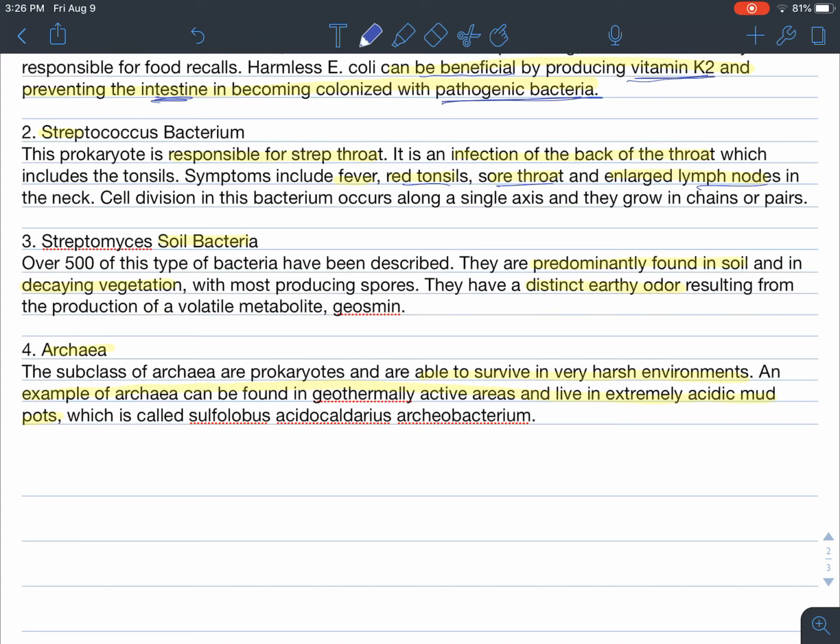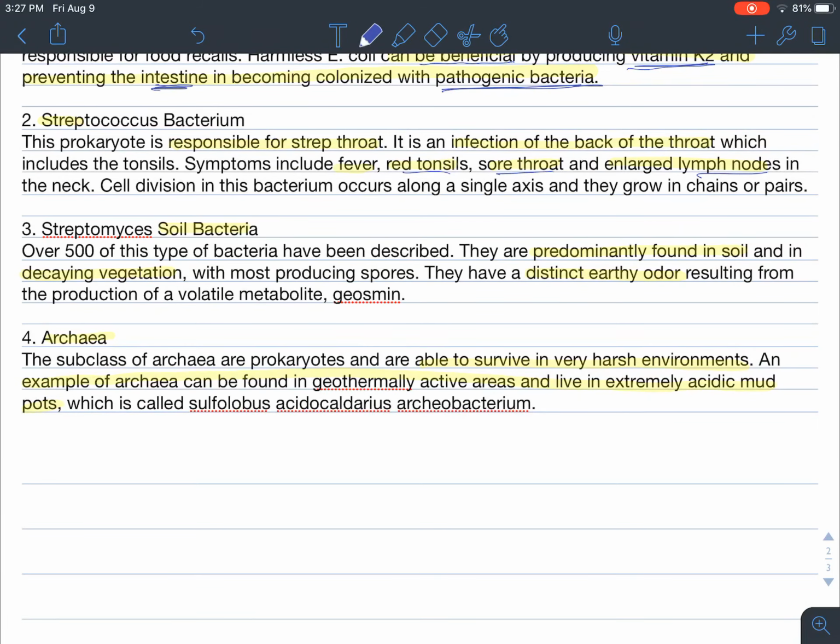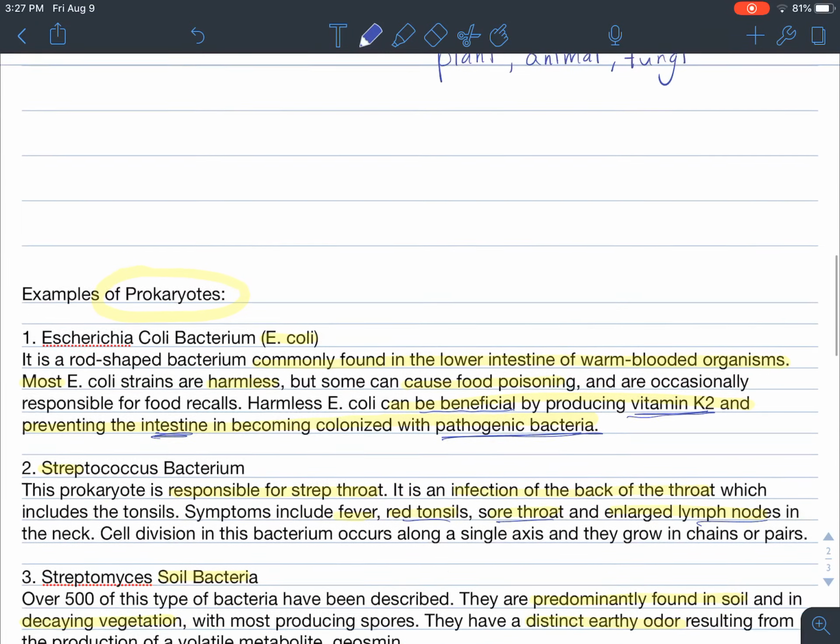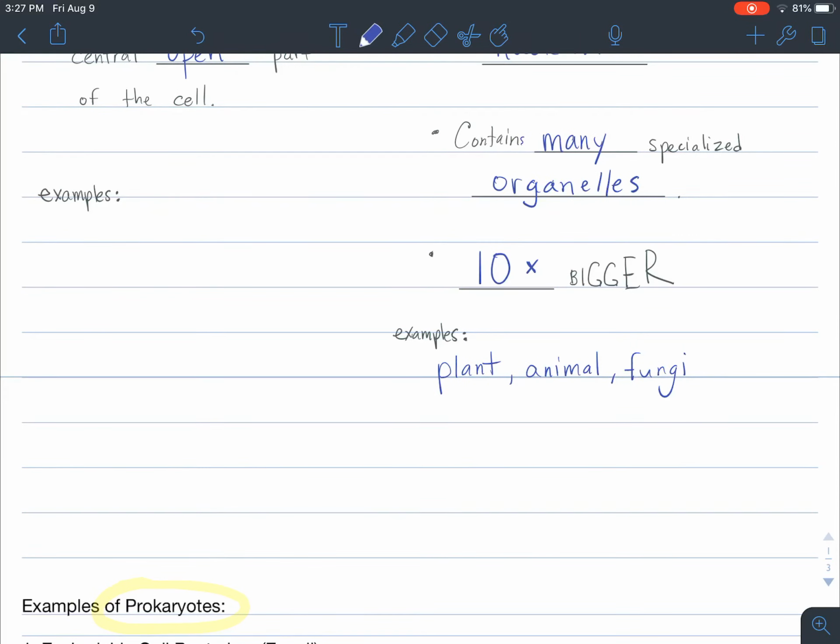Soil bacteria has some prokaryotes in it. It is found in decaying vegetation. So it also has a distinct earthy odor if you are out looking for it. Maybe that's why soil smells so good. And lastly, archaea. Archaea are a subclass of prokaryotes. They're able to survive really harsh conditions. Some you may have heard of, like in the Yellowstone geothermal pots, the mud pots, or even some of the really, really hot, boiling hot springs that are there in Yellowstone. So those are all examples of prokaryotes.